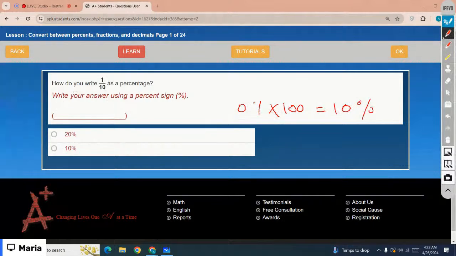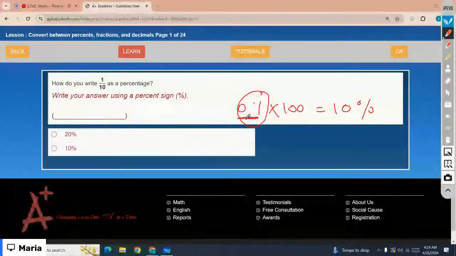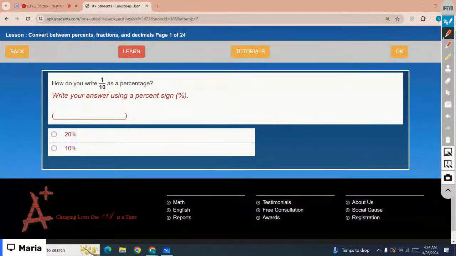Whenever you have to convert something into percentage form, you simply have to multiply it by 100. For example, to convert a decimal number to percentage form, here is the decimal 0.1. Multiply it by 100. If you have to convert the fraction 1 over 10, just divide, write the answer in decimal, multiply by 100, and you will get your answer. So the correct option is 10%. Option number 2.